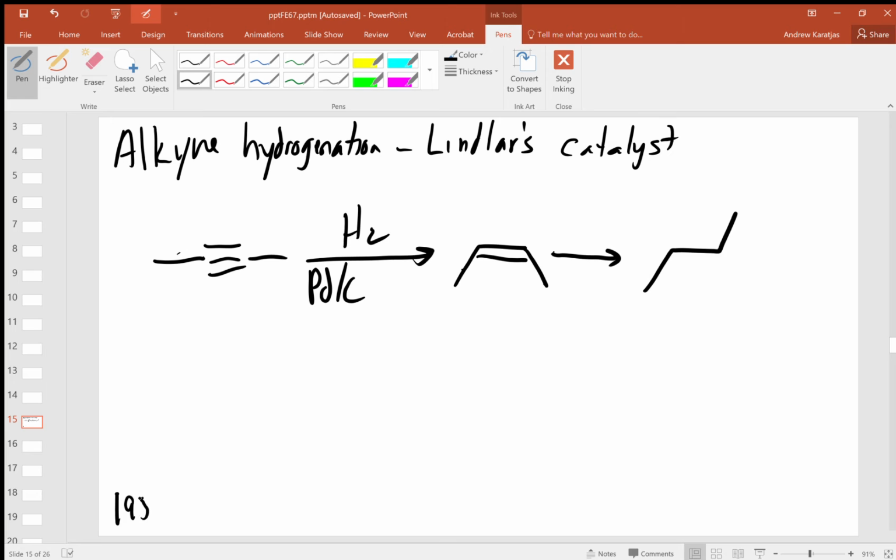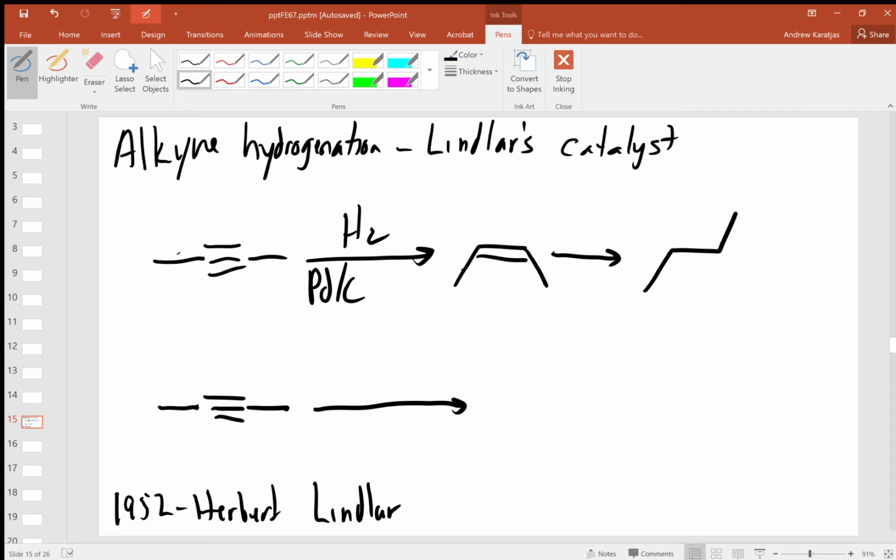But in 1952 was the first disclosure by Herbert Lindlar of a different catalyst for this reaction. And it's not largely different, but there's a modification to it. And this reaction uses hydrogen again, but instead of palladium on carbon, we have palladium on calcium carbonate, along with lead oxide, and sometimes you may also see quinoline in here.